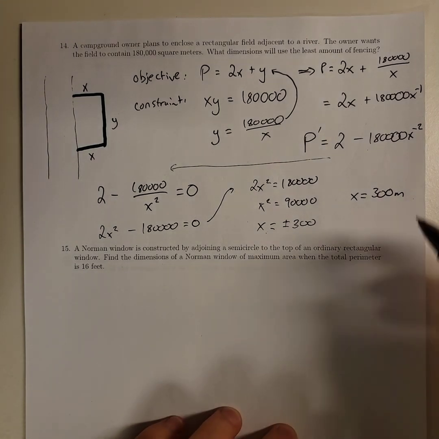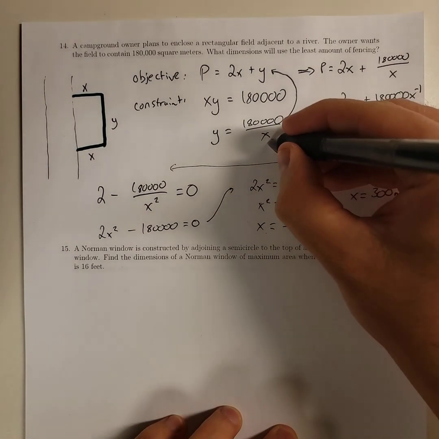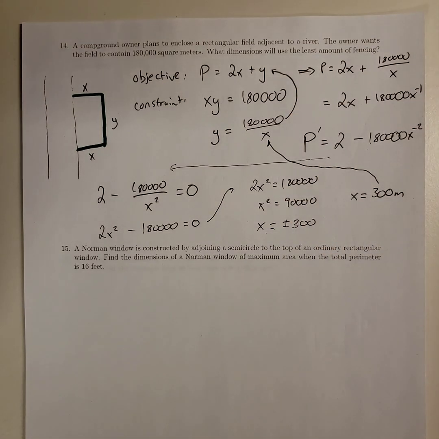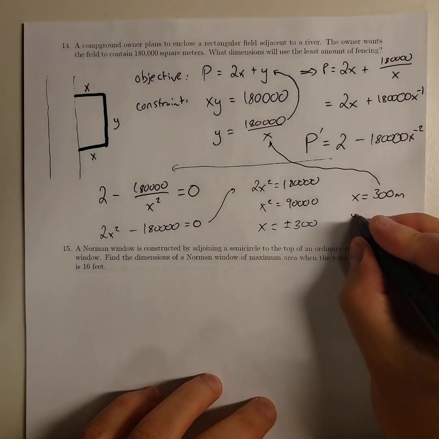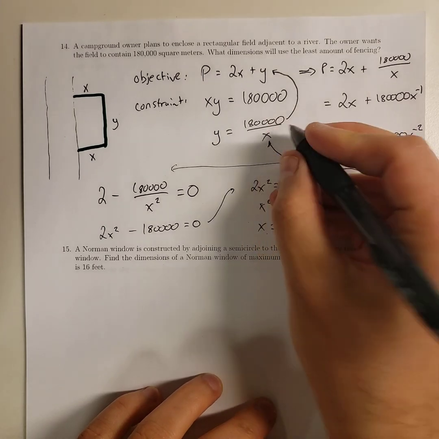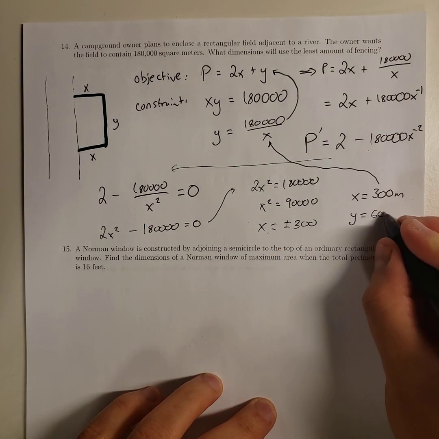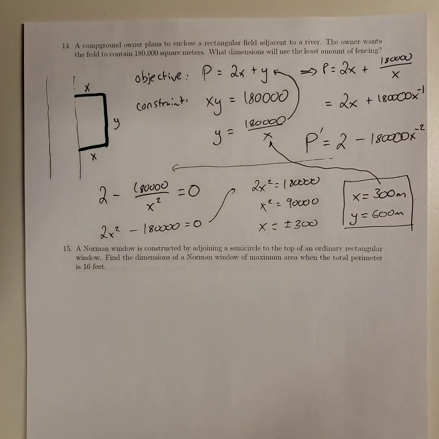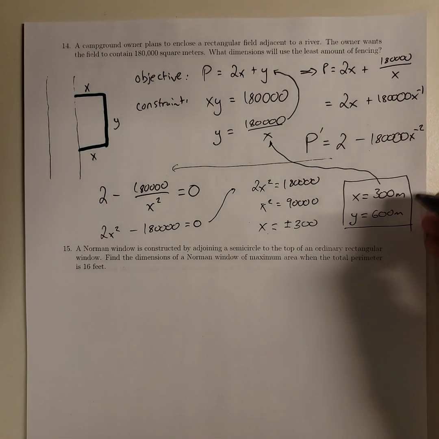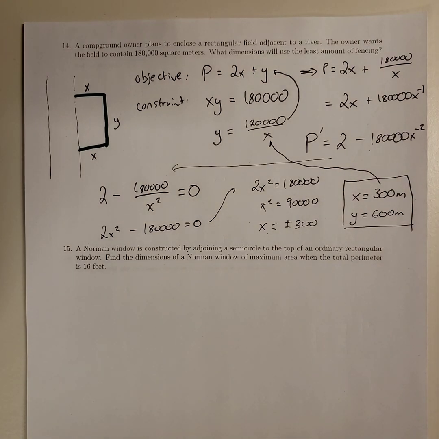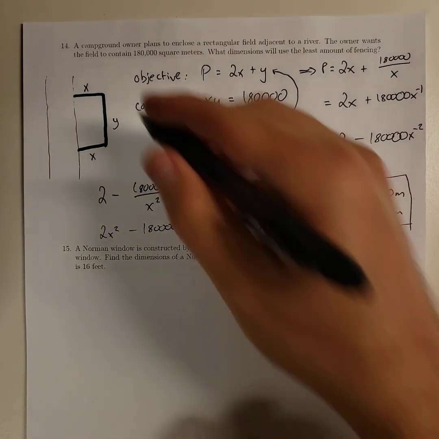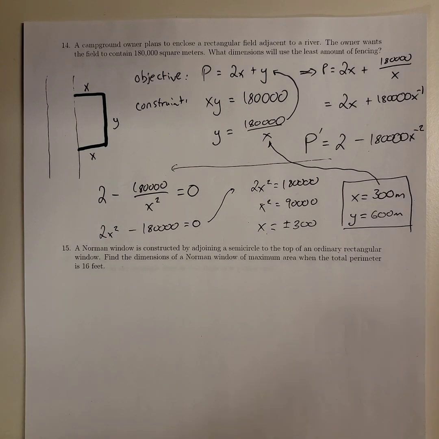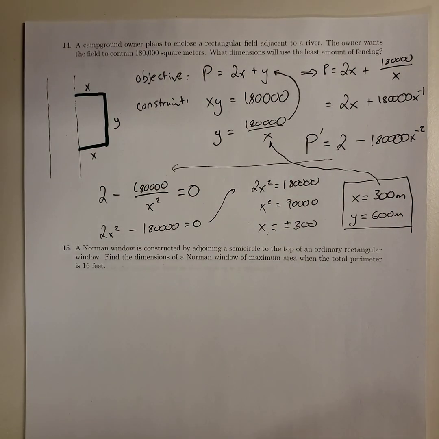And then we look back and say, well, if we want to know y, we can plug it back in to the substitution. And you get y equals 180,000 over 300, so 600. So the dimensions that we would want to use that minimize fencing will be 300 by 600, specifically the 600 being the side that's parallel, because if you did 600 the other way, it would be a lot more.